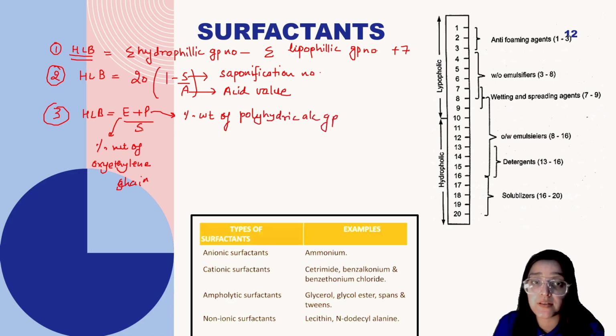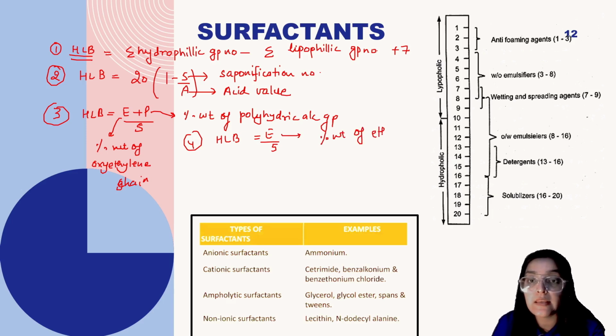Very much direct questions are asked, right? So divide by 5, E plus P divided by 5. Next, another formula on which direct questions are asked: HLB is equal to E upon 5. Now this E is the percentage weight of ethylene oxide. Please mark these formulas as very important.